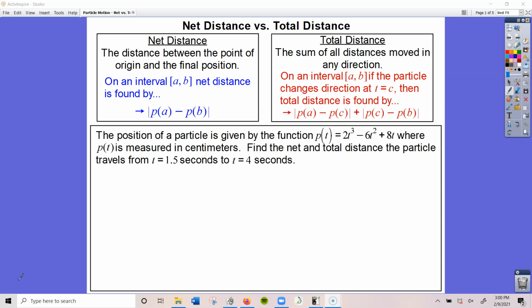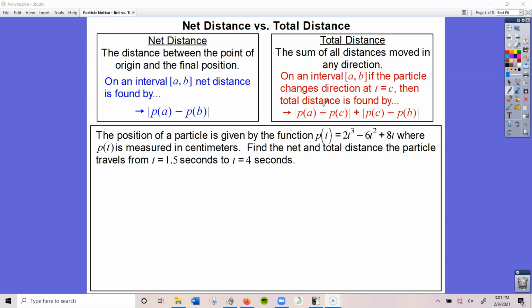Total distance, however, is the sum of all the different distances moved in any direction. So if I use that same example, if I move 5 feet to the right and then 5 feet to the left, my total distance would be 10 feet. So this is how you find these distances. Net distance, if you are given an interval, would be the absolute value of P of A minus P of B, meaning your starting position minus the ending position. We use the absolute value to indicate that it will be a positive number, since distance is positive.